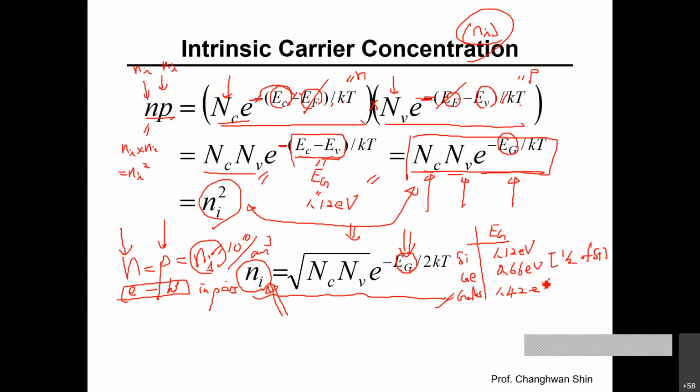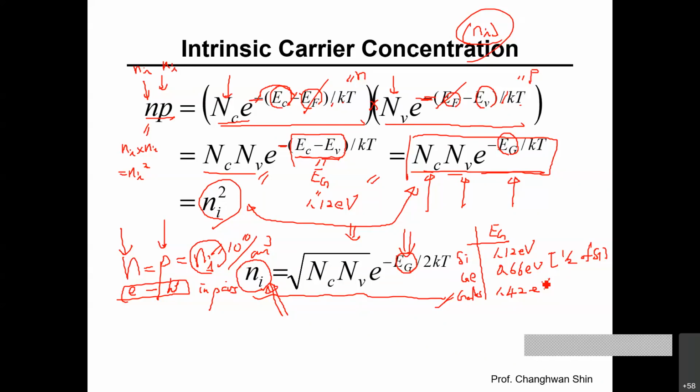So here is a question. In class, you have learned that the intrinsic carrier concentration for silicon is 10 billion per cubic centimeter. What about germanium? You don't need to answer the exact number, but the question is, is the intrinsic carrier concentration for germanium higher or lower than that for silicon? You may answer this kind of question. Maybe that would be a good question for your midterm exam.